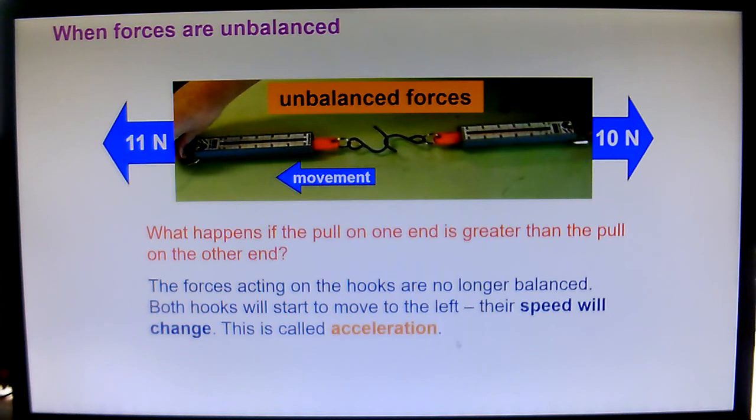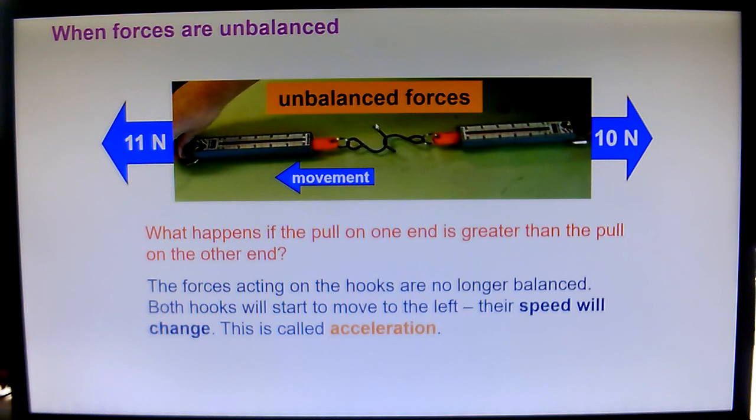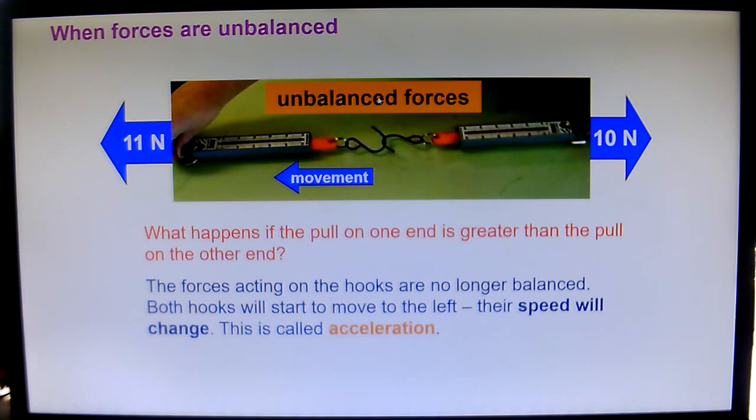Now, if it is an object that's sat still, if there is an unbalanced force, then it will start to move. So in this case, if the force meters were sat on the desk and you pull towards the left with the slightly bigger force, then it would move towards the left. If you are moving and the forces are unbalanced, then you will either speed up or slow down. So unbalanced forces can affect you if you are still, in which case they'll make you move, or they can affect you if you're already moving, in which case you will either speed up or slow down.